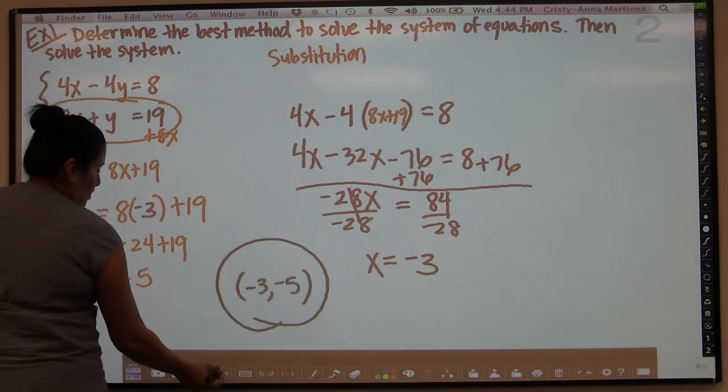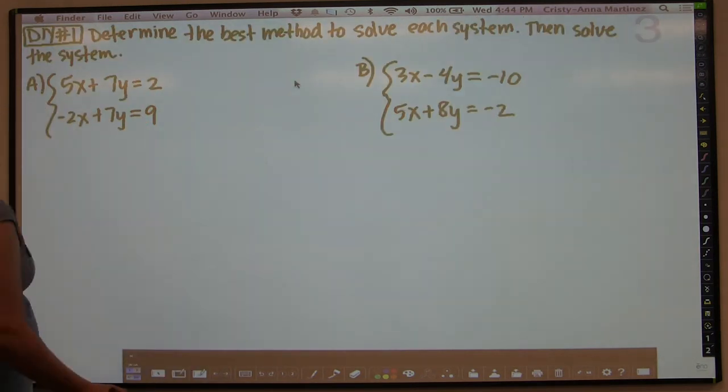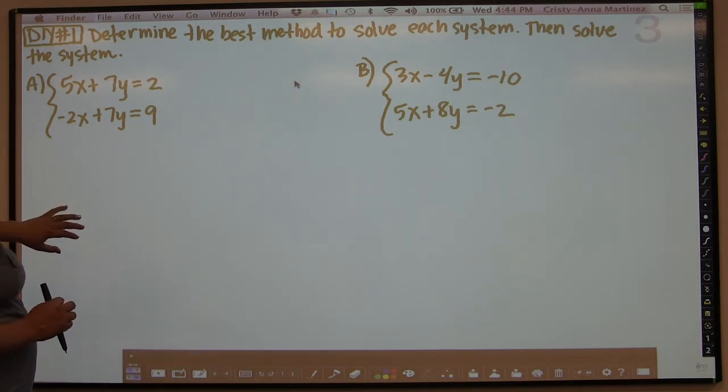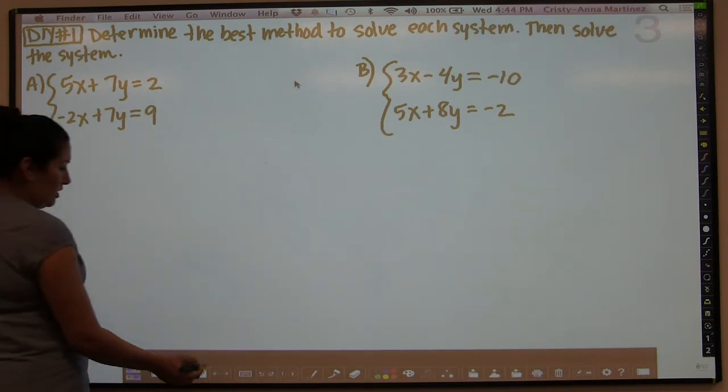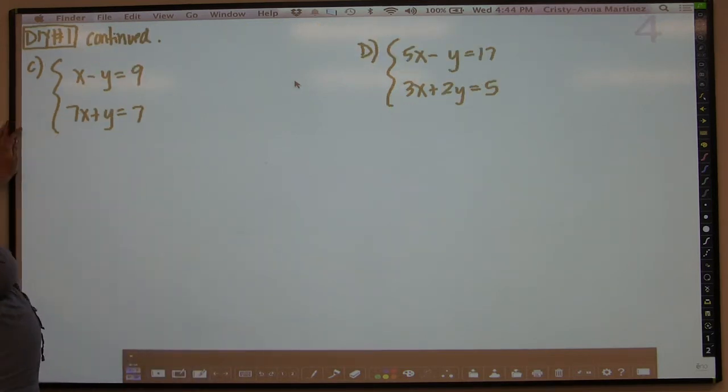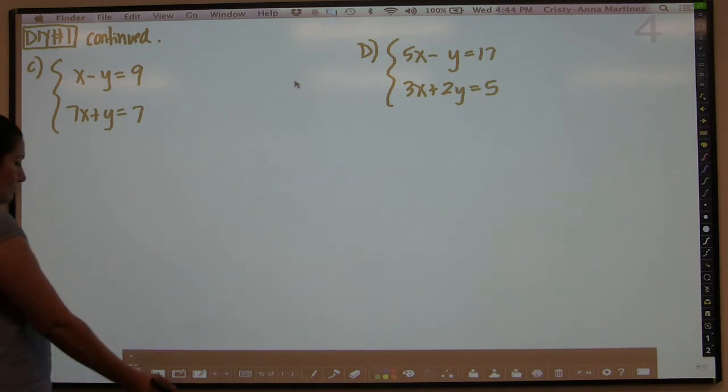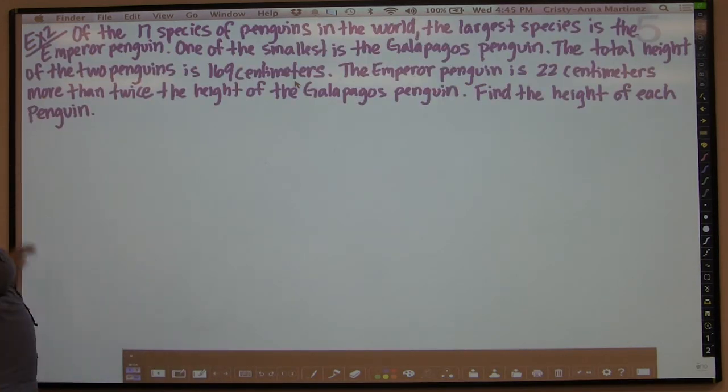So now we have a two-part do-it-yourself question. This is the first part, and it's the same question, but there's actually A, B, C, and D. I wanted to make sure you had enough space. So this is just the A and B portion. And then you have the C and D portion. And then we'll go to example 2, which is a word problem. It's a very short lesson. We only have 2 examples today.